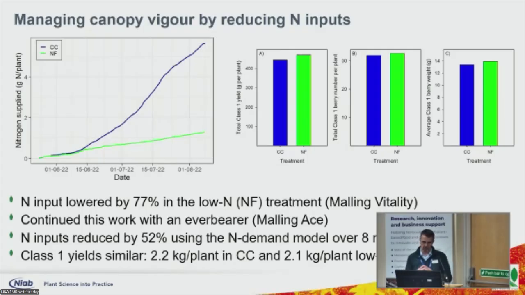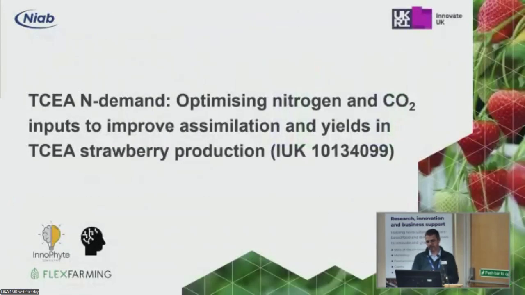And this time we were doing this work in the growth rooms. So again, a work carried out last year. We found that we could reduce inputs of nitrogen by 52% over an 8-month cropping period. And again, there was no significant difference on class 1 yields per plant. So you can see there 2.2 kilograms and 2.1 kilograms in the respective treatments over an 8-month production period. So lots of potential then to try to reduce nitrogen inputs without impacting yield and quality.